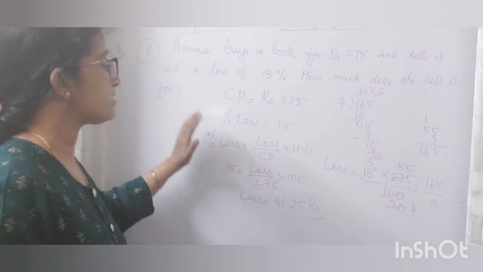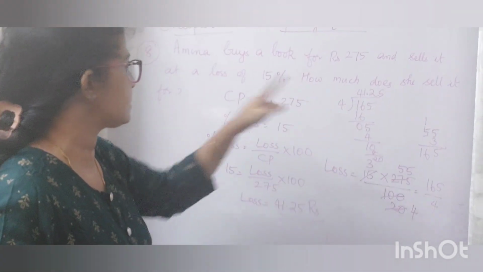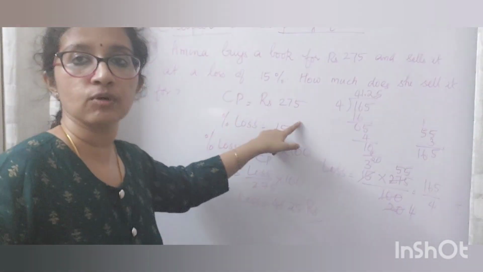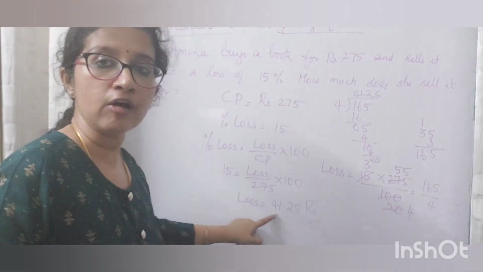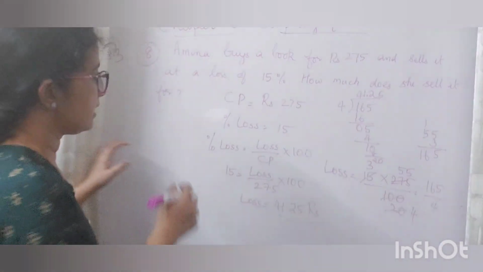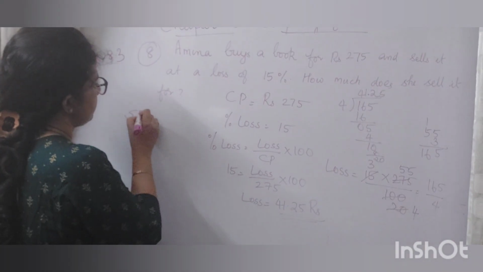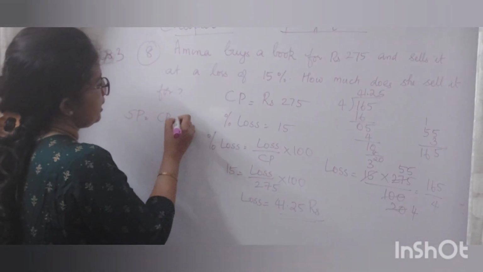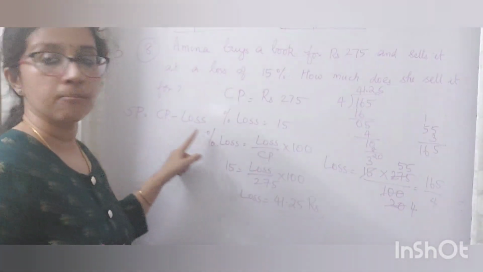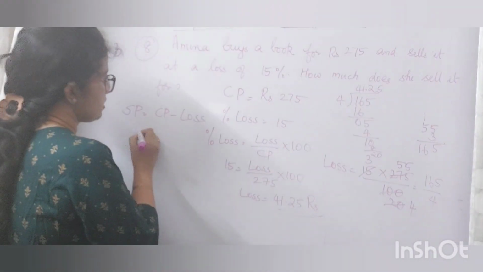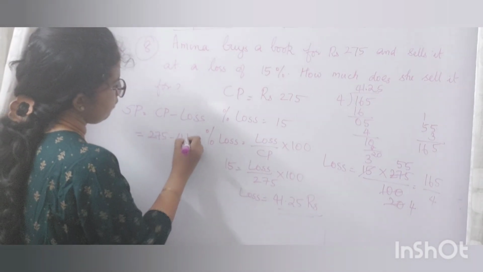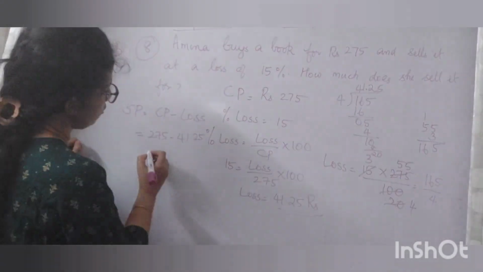Okay. Now what is the question? We have to find the selling price. Okay. How much does she sell it for? So we know the cost price now. Cost price is 275. And we know the loss. Loss is what? 41.25. So what is the selling price? Selling price is equal to cost price minus loss. Correct? Cost price minus loss. So is equal to 275 minus 41.25.